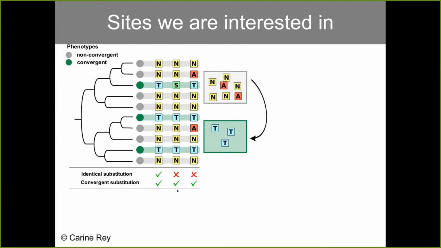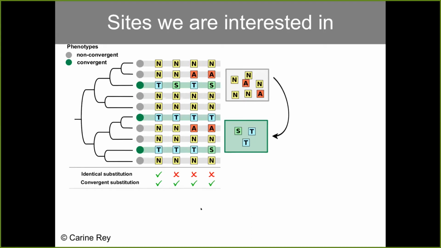A similar case is proposed here, where this time all the species with the convergent phenotype have a T, but the species with the ancestral phenotype had basically N's or A's. So those states, we don't find them in the convergent phenotype. So I would say again that that's a possible example of convergent substitution. If you want to have the convergent phenotype, it may be important to have a T at this site and not to have an N or an A at this site. So it's still possible that this particular site with this particular pattern is related to the phenotype of interest, the convergent phenotype of interest.